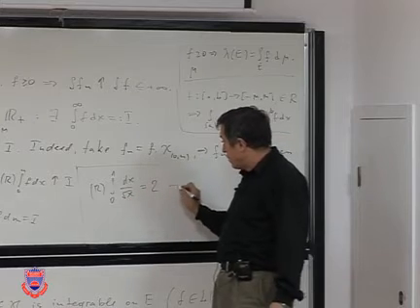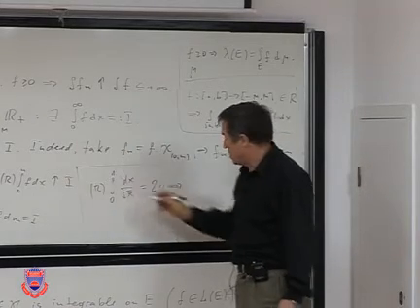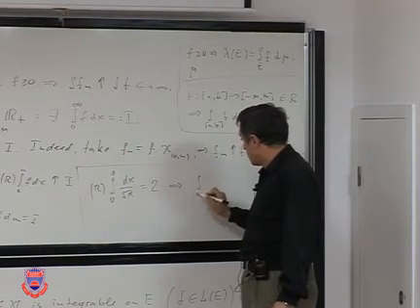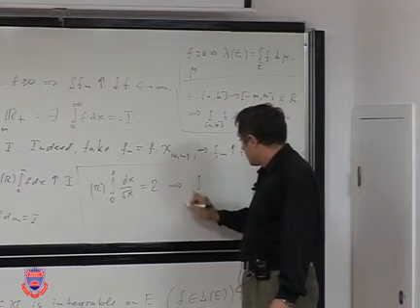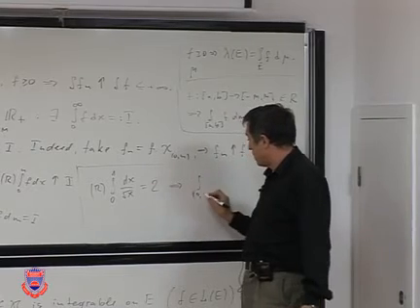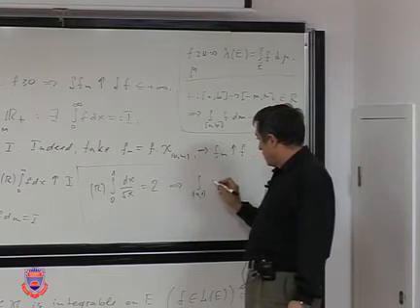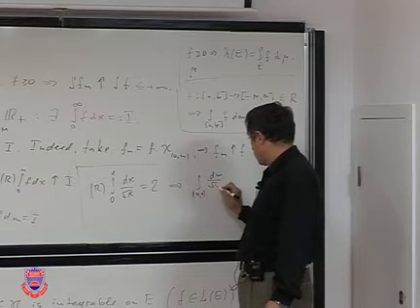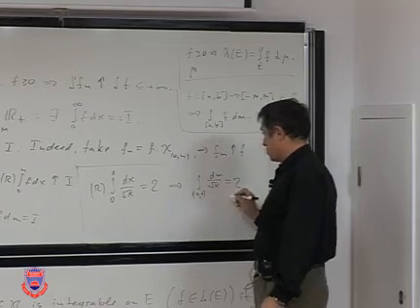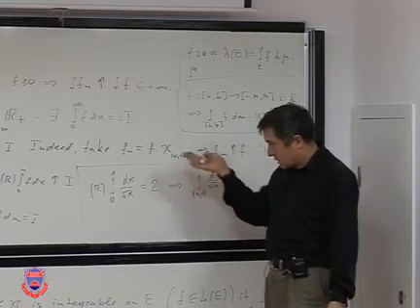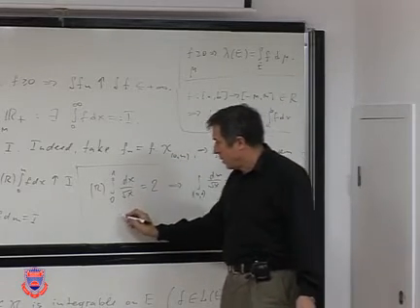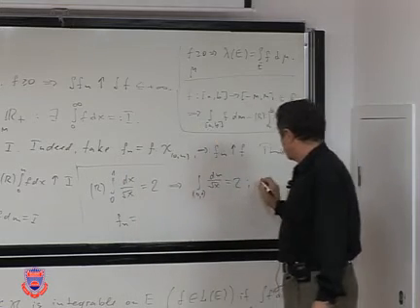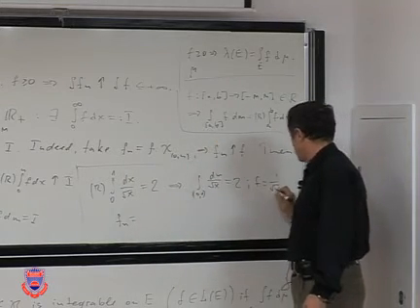Now, from here, by the monotone convergence theorem, it follows that the Lebesgue integral of this function on the open interval, since otherwise we have to define the function at point 0, with the Lebesgue measure, of 1 over square root of x also is 2. Why? Just by the monotone convergence theorem, take the function fn, it is our function, of course, 1 over square root of x.